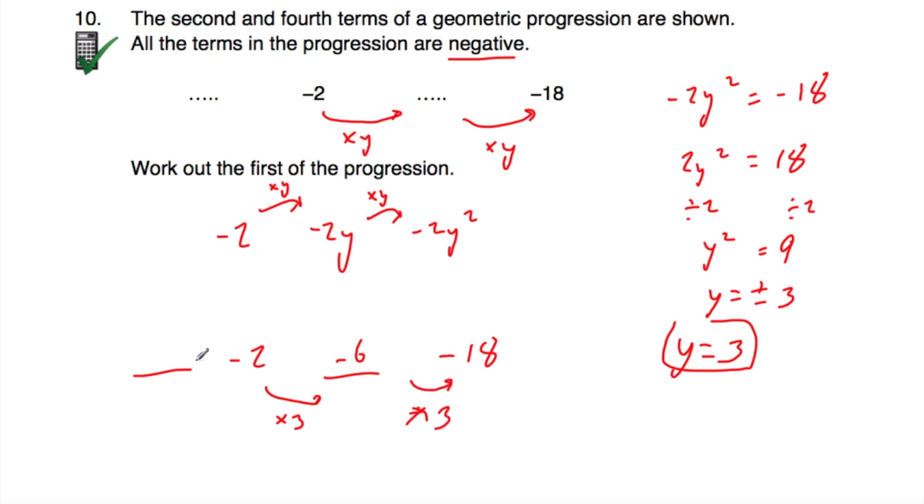Now we're asked to work out the first term of the progression, so let's divide by 3 to go backwards. So let's take our negative 2 and divide it by 3. So if we do negative 2 divided by 3, that's going to be equal to negative 2/3. So this term would be negative 2/3. And let's just check that.